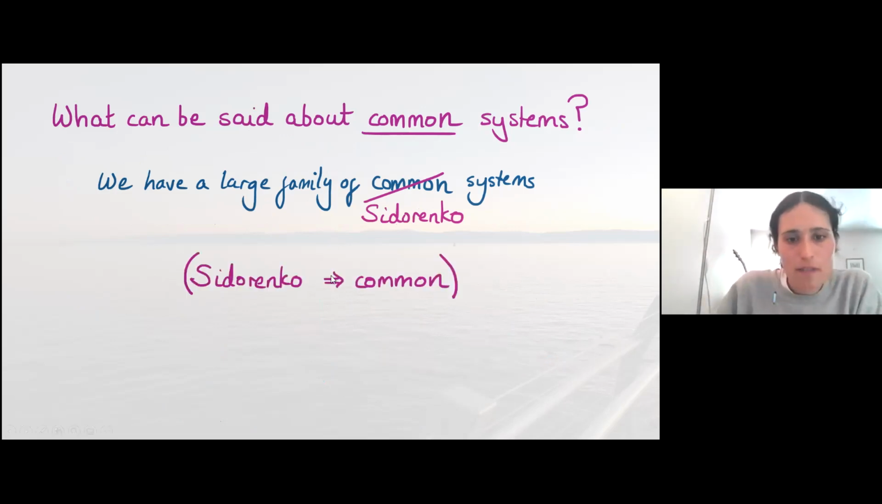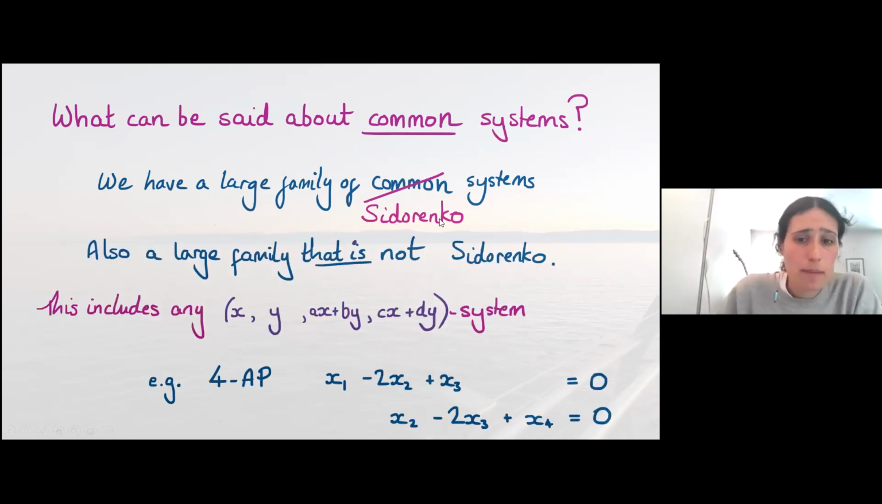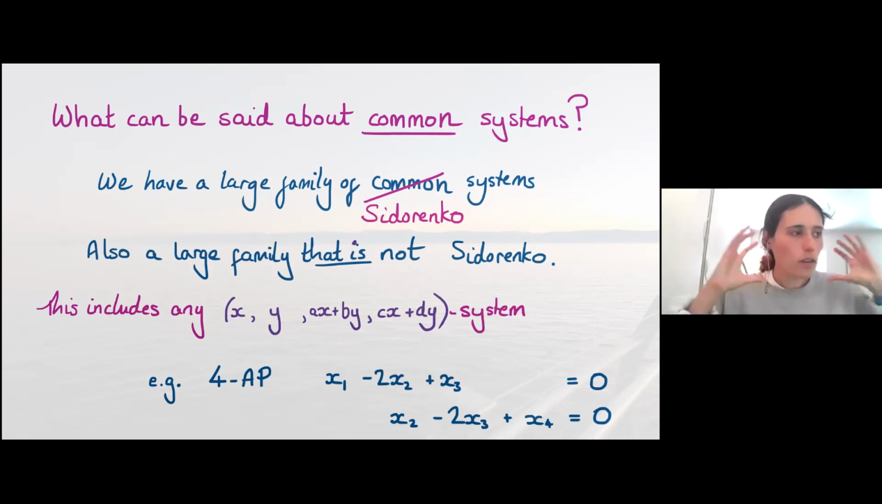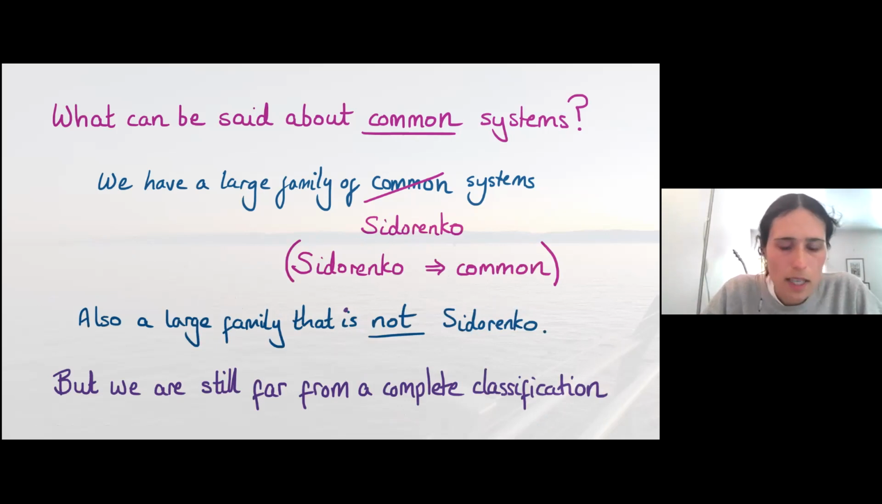And as for graphs, Sidorenko implies common. We also have a large family that's not Sidorenko or not common. This is this theorem that includes any system that looks like this, for example, the Fourier P. So we've got lots of things that are uncommon. We've got lots of things that are common, but we're still pretty far from completely understanding systems of equations.